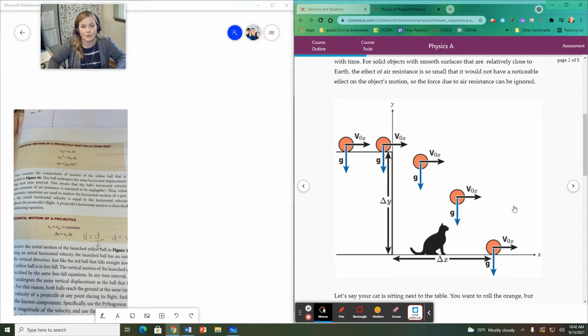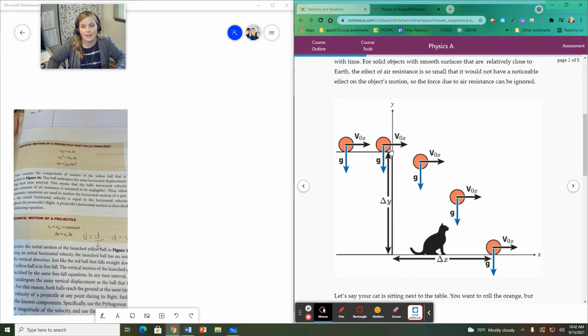The first thing you need to know is that as the orange is rolling, it has a horizontal component to its velocity, v sub x. That stays constant the entire time the orange is falling. Whatever the velocity of the orange in the x direction when it leaves the table's edge, it will be the same when it reaches the ground. What changes is the velocity in the y direction.